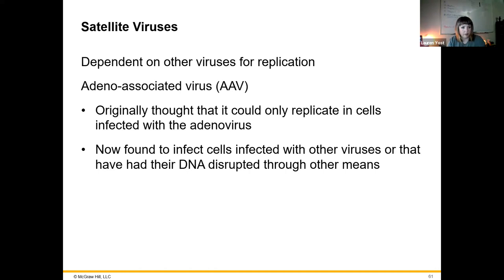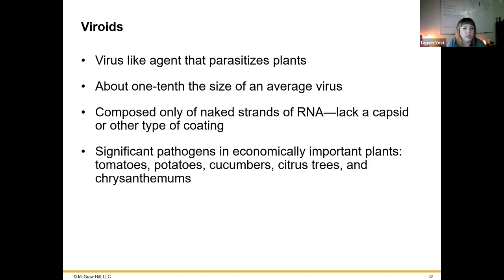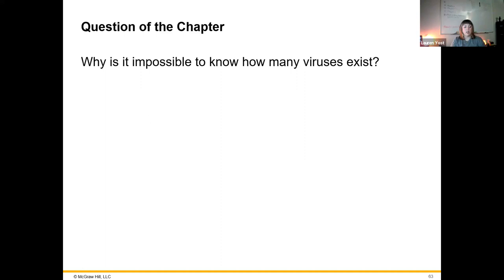Then we have the viroids. These guys are naked strands of RNA. They lack a capsid. They lack any coding whatsoever. They're just RNA. They're just RNA, just chilling. So a lot of plant pathogens are like this. So that's it for our viruses and our other infectious agents.